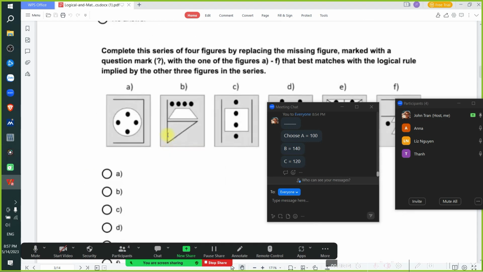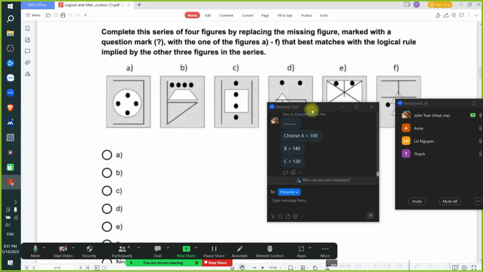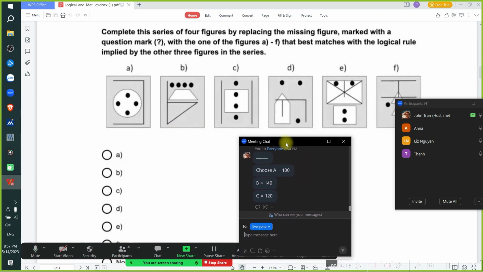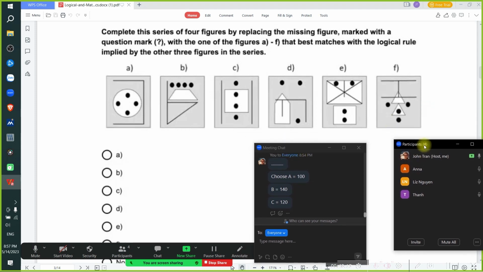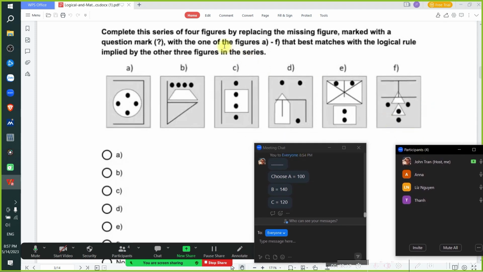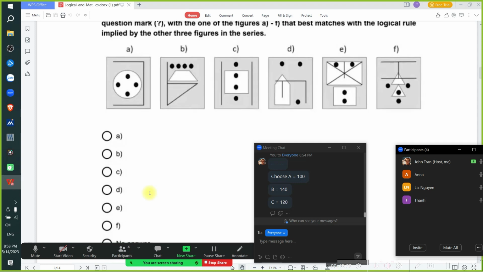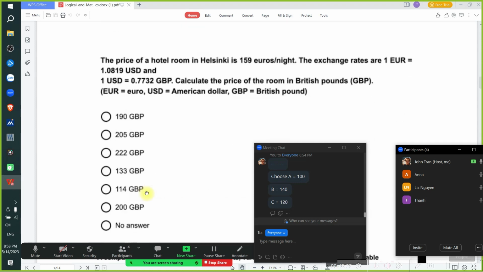Alright, this one is a weird question. We should not do that. The picture is very strange. It says to complete the sequence with 4 figures by replacing the missing figure marked with a question mark, but I don't see the question mark anywhere. We don't see the question mark, so this question is weird. Don't do it, no answer.